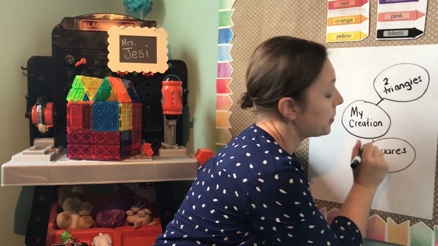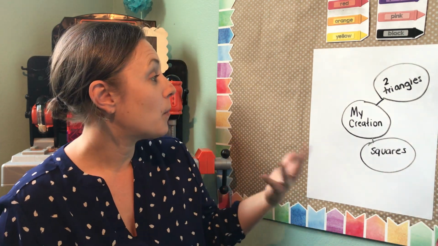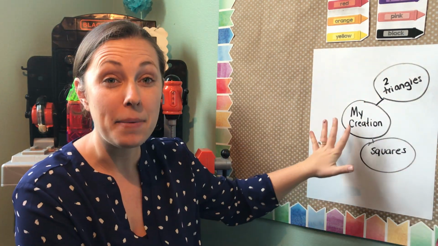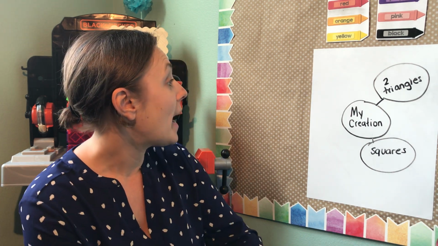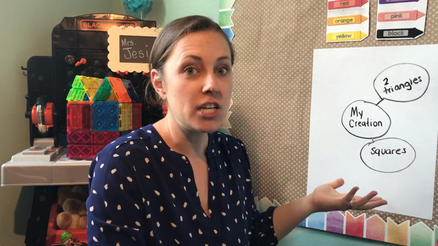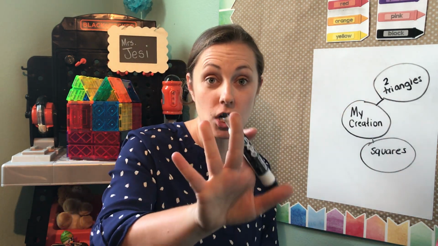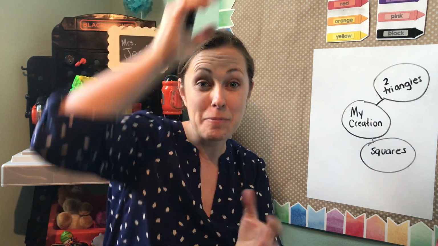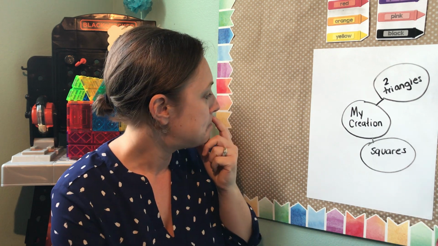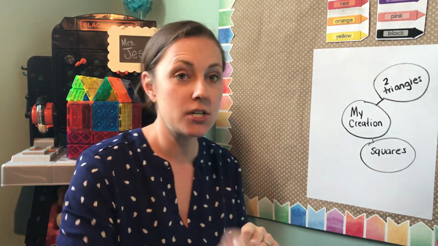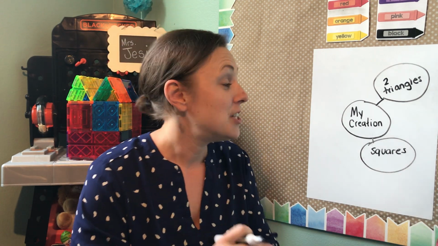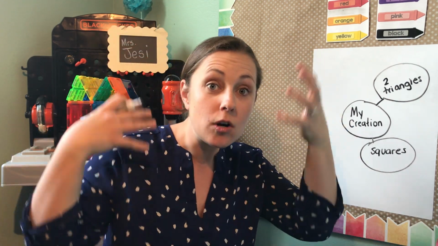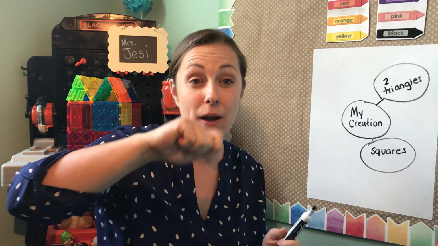Now we're probably going to come up with a lot more ideas than this, but then what we're going to do is we're going to look at our circle map, and we're going to think about the sentences that we can make with that circle map. And so I can make a sentence, my creation has 2 triangles, period at the end, capital letter at the beginning. My creation has squares, period at the end, capital letter at the beginning. And so what we're doing is we're brainstorming our writing before we begin to write it down.